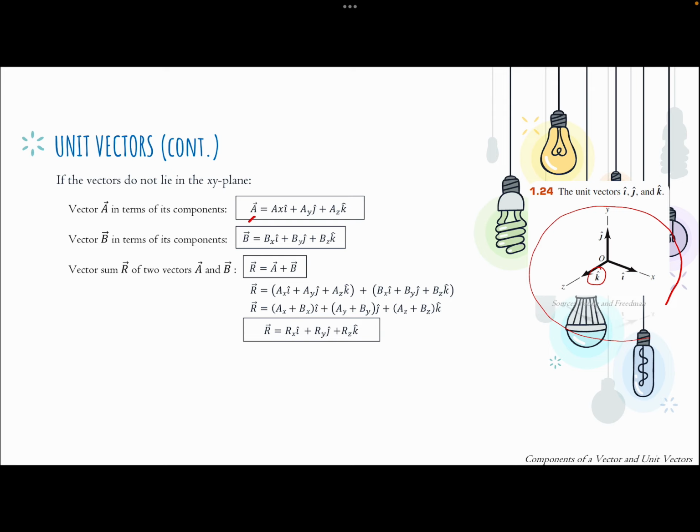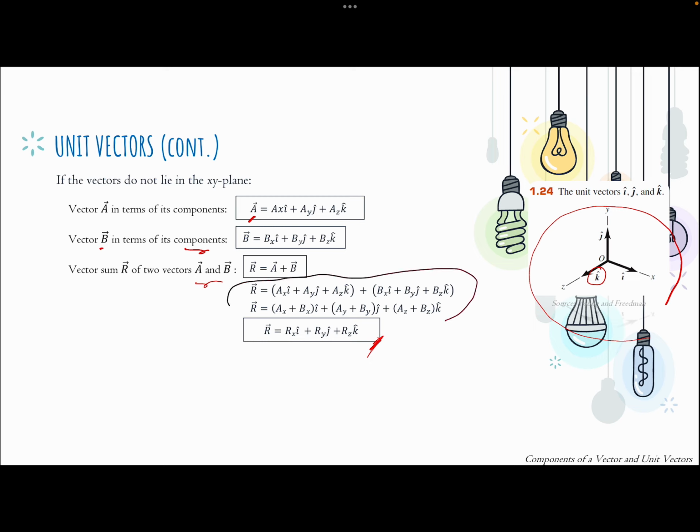And if we have another vector B, for example, in terms of its components, we will have the expression vector B is equal to bx i hat plus by j hat plus bz k hat. So from these equations, the vector sum therefore of vector A and vector B would be this, di ba? So vector R is equal to rx i hat plus ry j hat plus rz k hat.